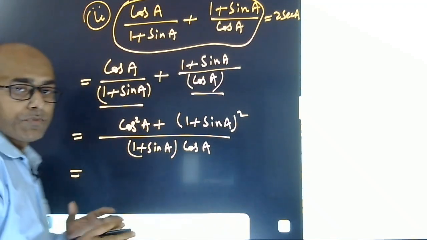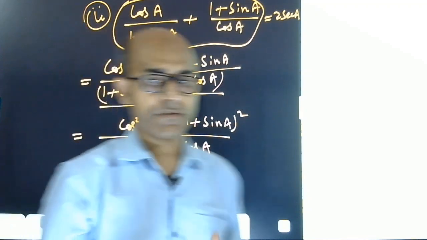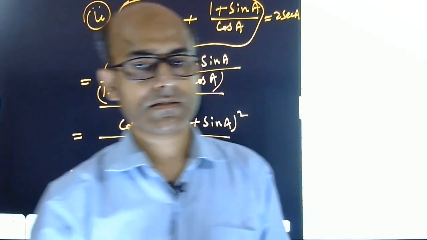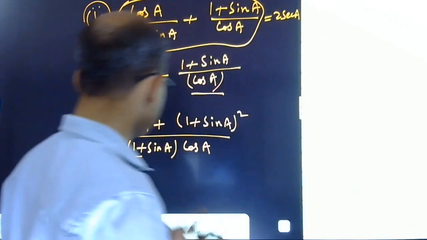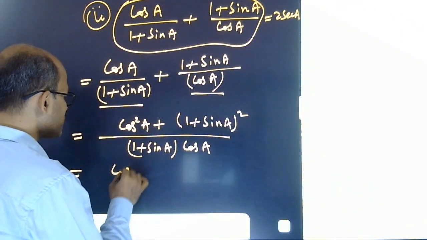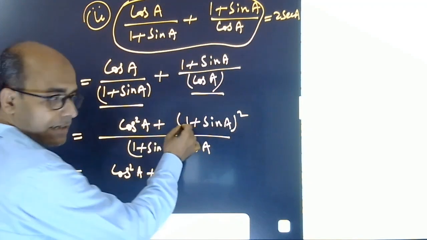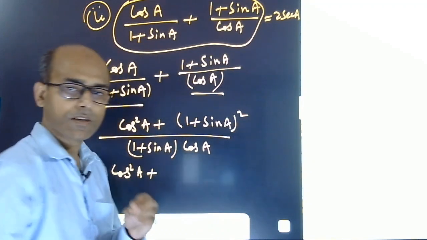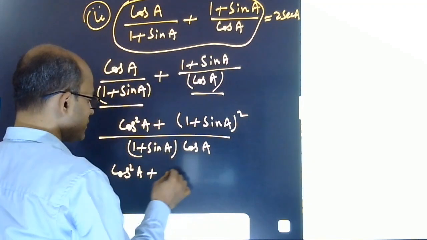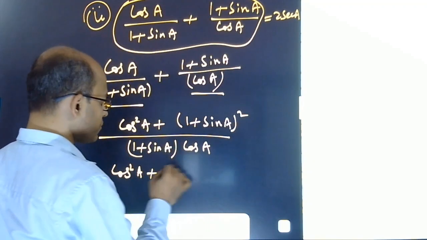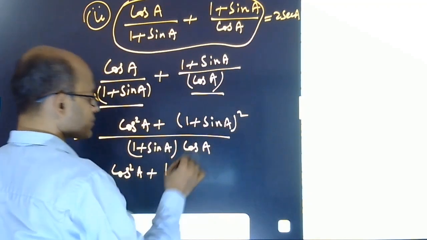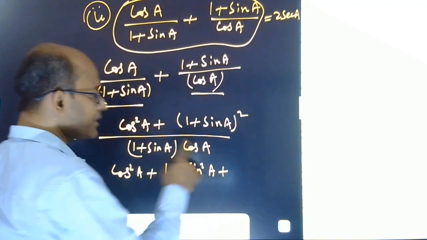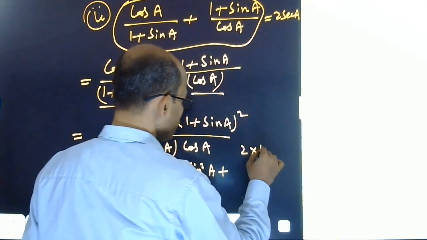So we can say cos square A plus (1 plus sin A) whole to the power 2. And I know that you all know very well the formula of (A plus B) whole square. How much is it? A square plus B square plus 2AB. Exactly in the same manner, the value of A is how much? 1. The value of B is how much? Sin A. A square is 1 square, this will become 1. B square is sin square A, plus 2AB, 2 into 1 into sin A.